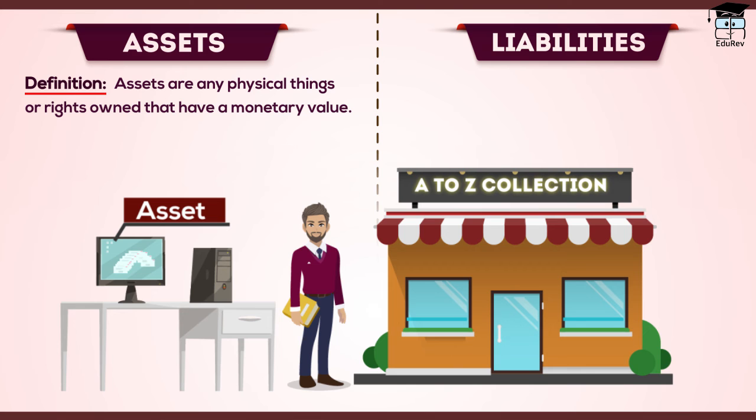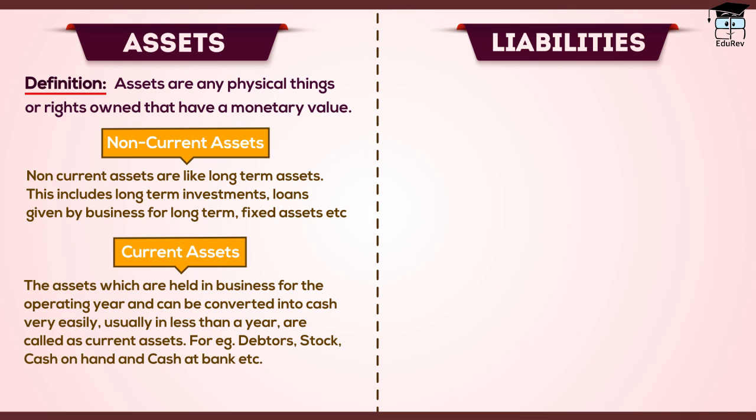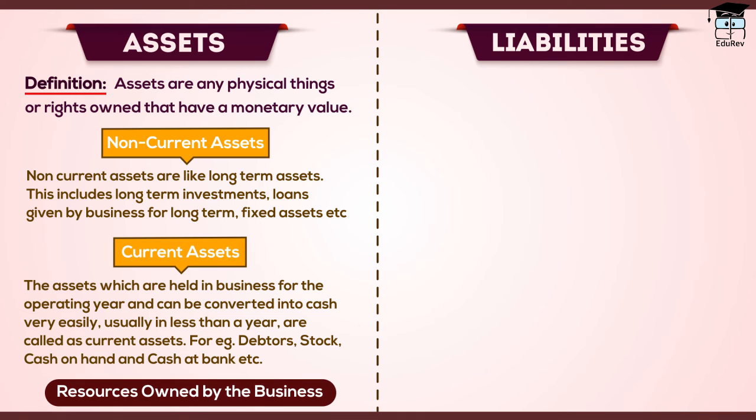of the business. The assets can be broadly classified into two types, non-current assets and current assets. We will study both these terms as and when we move ahead. So this was all about assets, which basically means the resources owned by the business.